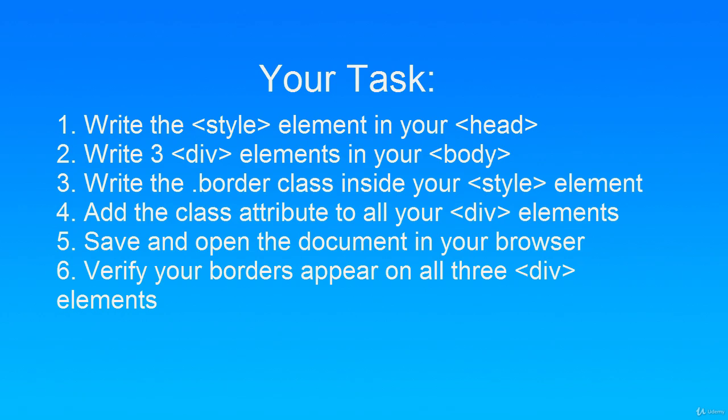So your task for this video is to write the style element in your head, write 3 div elements in your body. Then I want you to create the border class like we did in this video. Give that a border 1 pixel solid red. If you're not familiar with CSS, go back to the part of the video where it shows you the CSS that we worked with and feel free to copy that. Then for each of your div elements that are inside of your body element, I want you to add the class attribute, and the value should be the border value. Save and open the document in your browser, and if you see a border on all 3 of your div elements, then you have successfully added internal CSS styling to your page.